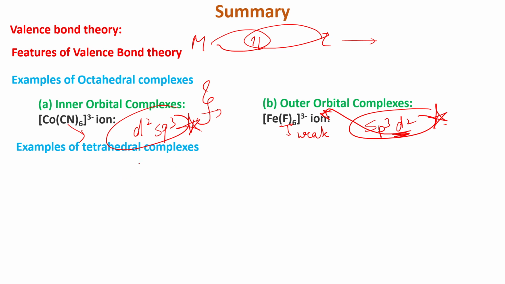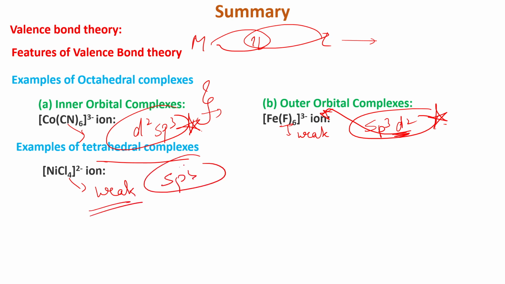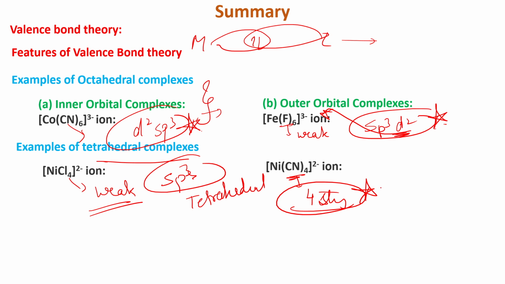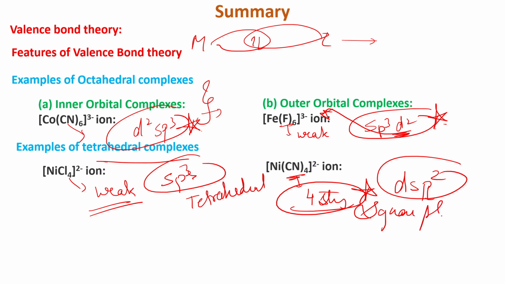Similarly, for the case of a tetrahedral complex, if the ligand is weak, it won't cause any pairing of electrons. So the inner d orbital is not available, the hybridization is sp3, and the shape is tetrahedral. While in the case of four strong ligands, they cause pairing of the electrons, which makes the inner d available, and the hybridization will be dsp2. In that case, the geometry will be square planar.